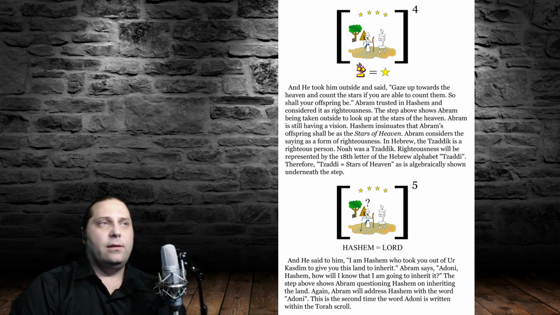Step 5. And he said to him, "I am Hashem who took you out of Ur-Kasdim to give you this land to inherit." Abram says, "Adonai, Hashem, how will I know that I am going to inherit it?" The step above shows Abram questioning Hashem on inheriting the land. Again, Abram will address Hashem with the word Adonai. This is the second time the word Adonai is written within the Torah scroll.